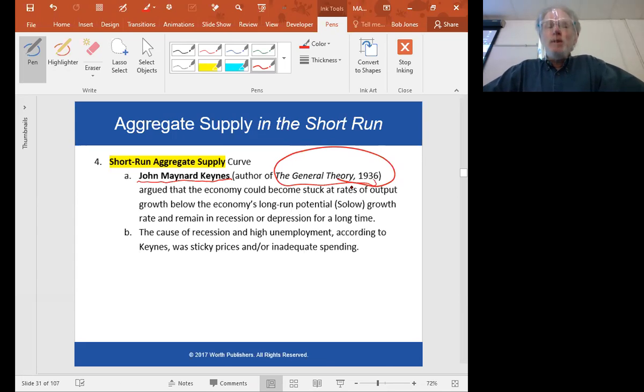He was extremely influential. Don't take that to mean he was correct. He was extremely influential. And his ideas really give us the basis for this short run aggregate supply curve. Okay?